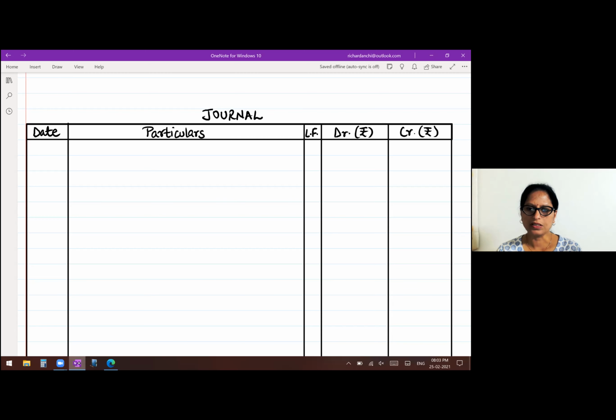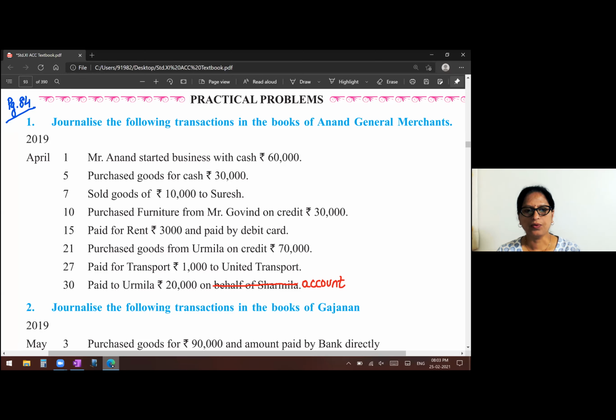Now we will start with very simple problems from the exercise given behind the chapter. So we will take page 84. Then I will read to you. See page 84, problem number 1. First we will read the problem, understand, and then we will journalize the transaction. So you must always read the full problem first.